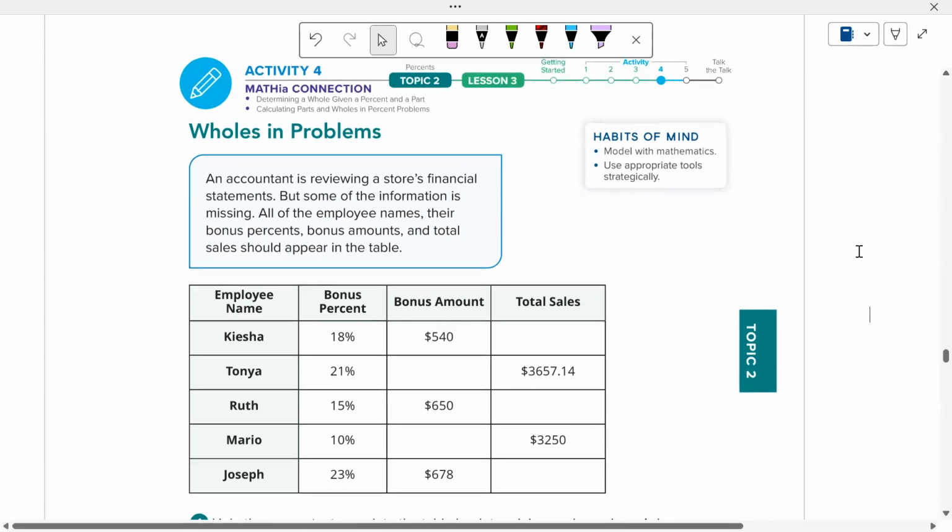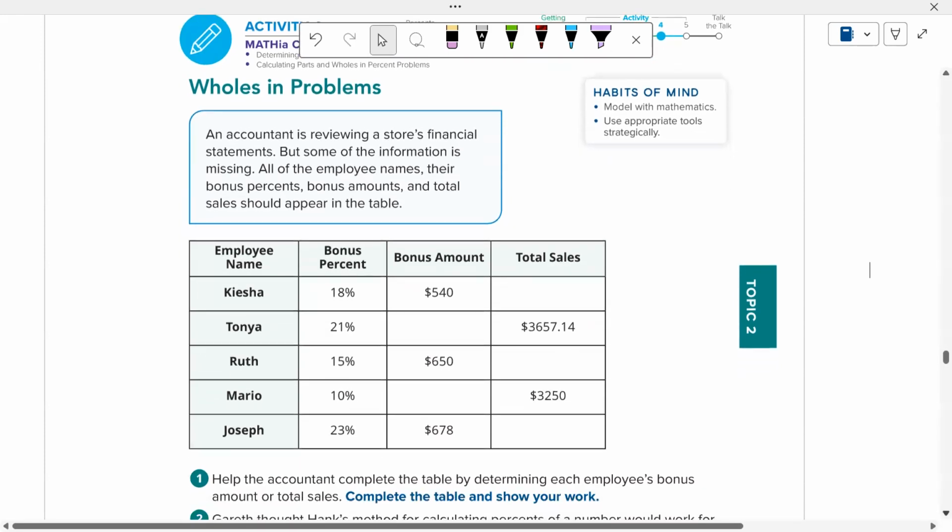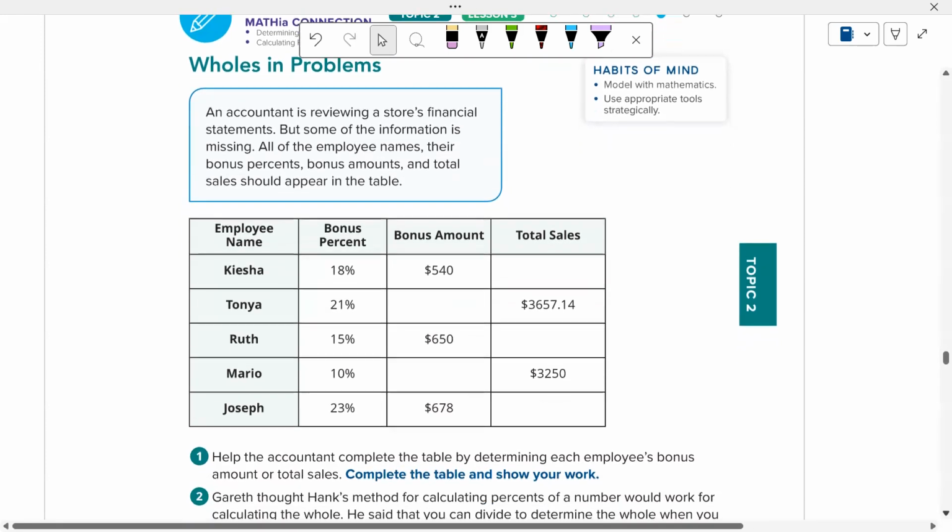Hopefully, y'all are too. All right, we're gonna go to page 291, which is activity 4. Still finishing up lesson 3. It's a big lesson. There's a lot of info, but it's okay. We're working through it, magic ones. So here we go. We're talking about polls and problems.